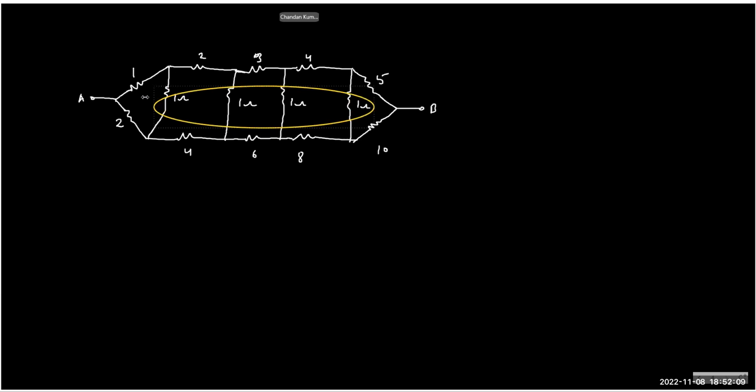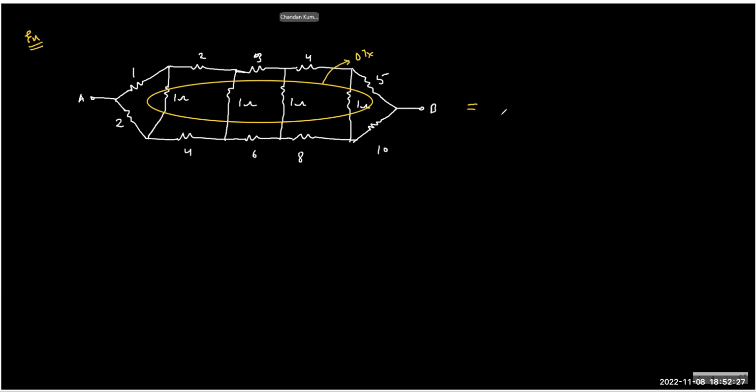So this is something which is like an application of a balanced Wheatstone bridge, but not very obvious. And once you throw it out, it's a very simple question, right? Just throw it. Why are we throwing? Because the ratio is maintained on both sides.